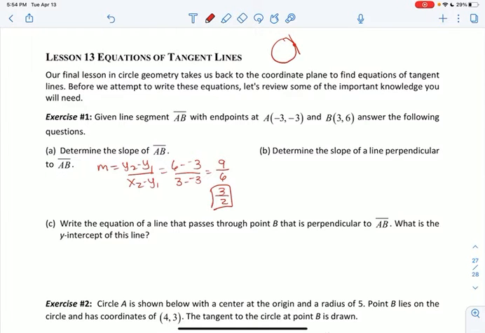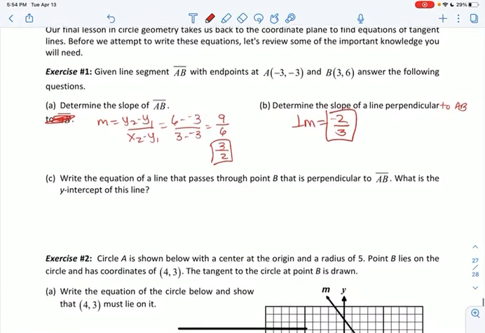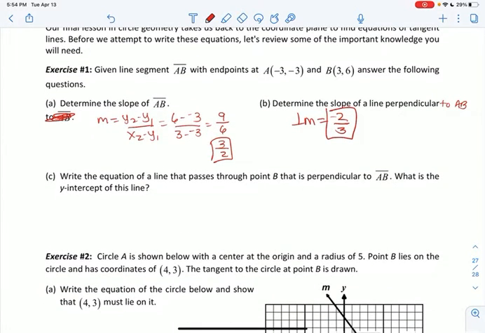Okay. Part B, determine the slope of a line perpendicular to AB. Perpendicular to AB. Well, you guys remember perpendicular lines, the slopes are negative reciprocals. So for the perpendicular slope, I'm going to take that 3 halves, flip it, and change the sign. So that's the slope of a line that's perpendicular to AB.